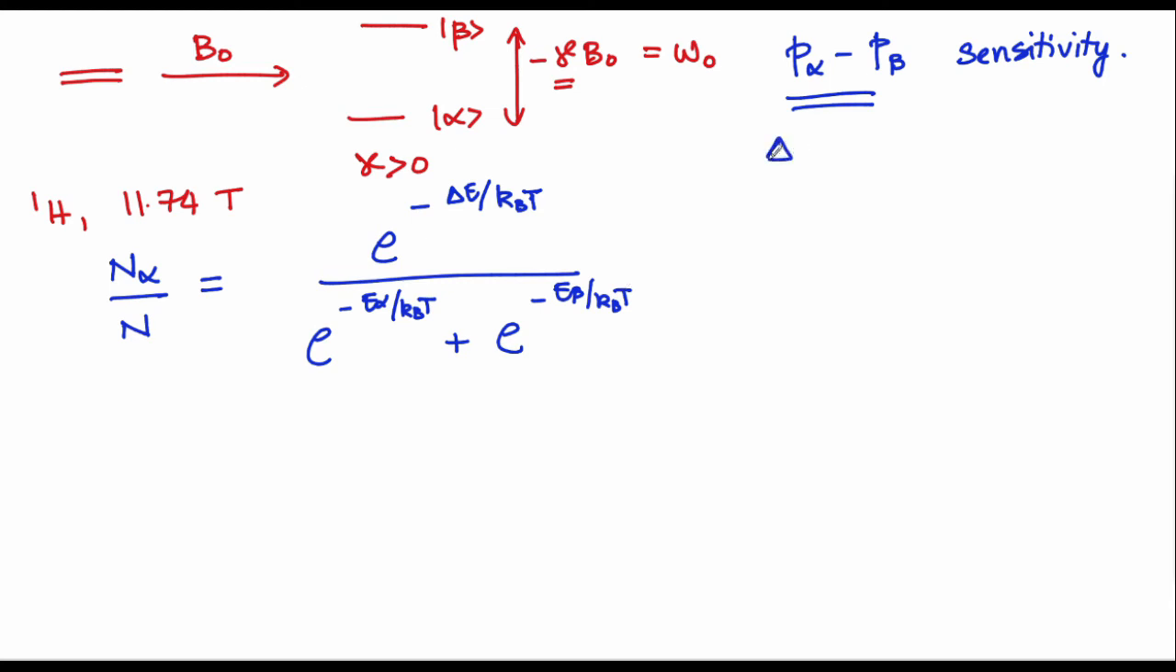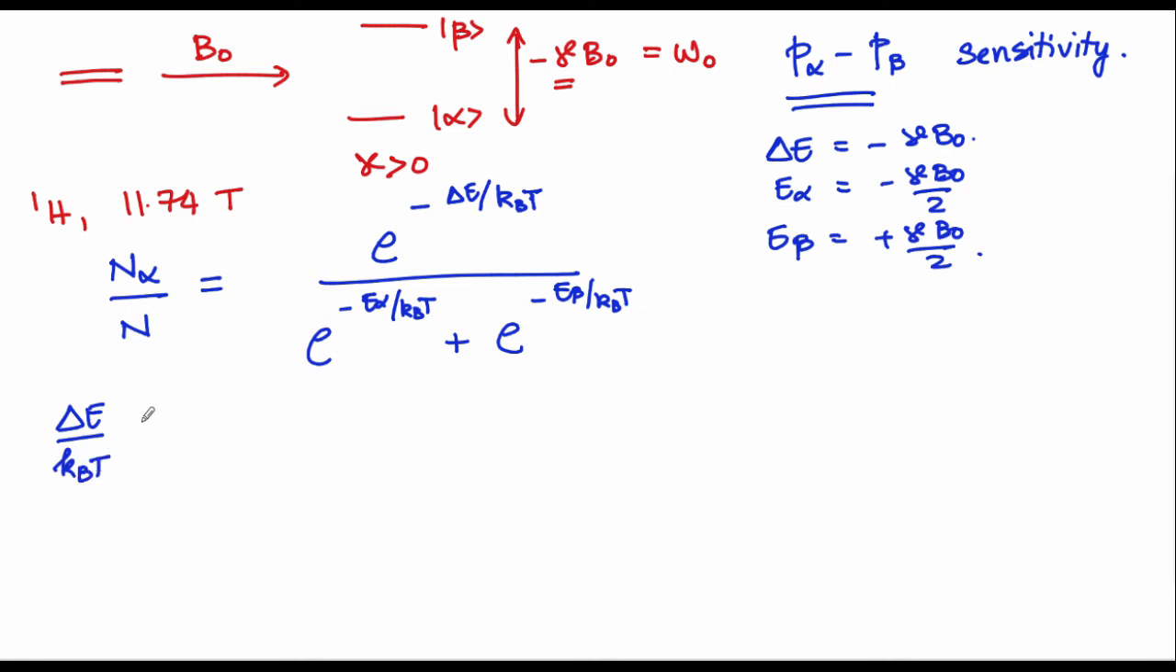The delta E is given by minus gamma B naught. E alpha is minus gamma B naught by 2. E beta is plus gamma B naught by 2. Why don't we take a close look at what we get as delta E by kBT. This is going to be equal to gamma B naught, since minus and minus get cancelled. So I'm going to write minus delta E by kBT is going to be this given value.